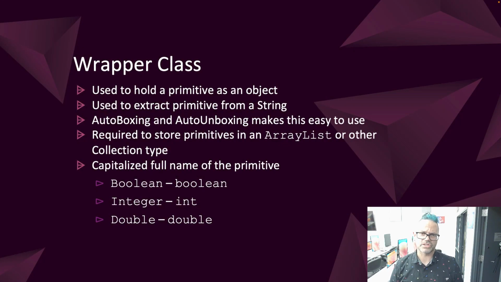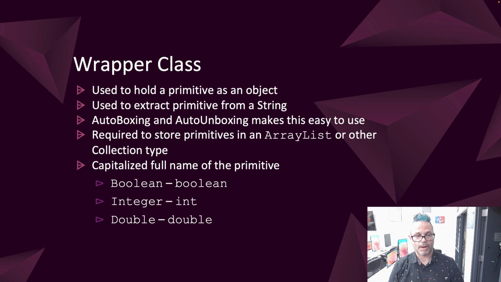We have wrapper classes as well. Wrapper classes are how we can actually hold primitives as an object. We can also use this to extract primitives from string value types. We also have the really cool magic of autoboxing and auto-unboxing, so we can make this really easy to use. If you ever have a wrapper class, you can automatically put a primitive right into it, or take a primitive right out of it, or vice versa.